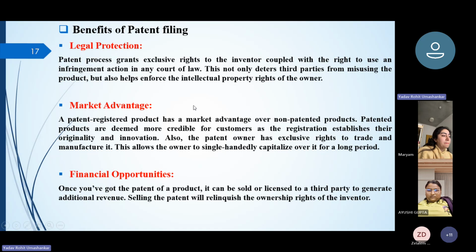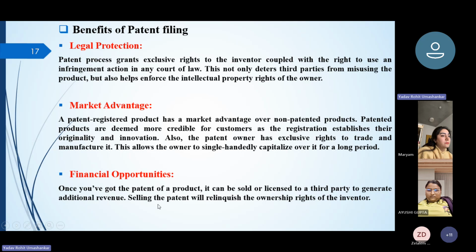Market advantage is there. A patent-registered product has a market advantage over non-patented products. Patented products are deemed more credible by customers, as the registration establishes their originality and innovation. If you are a patent owner, you can also legally form a collaboration with an industry person, and that person will give you a royalty on whatever earnings he makes through your invention. That comes under the financial opportunities for you.